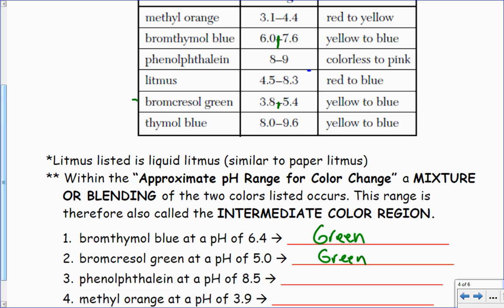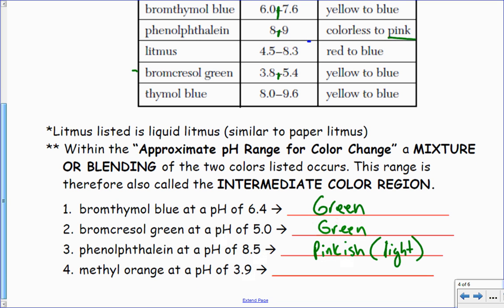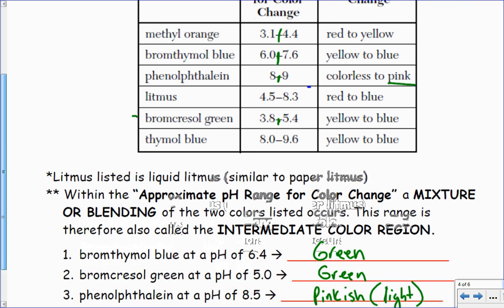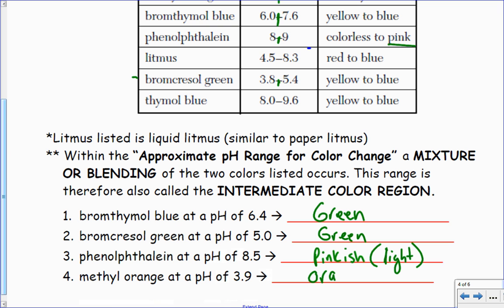Phenolphthalein at 8.5. Find phenolphthalein. 8.5 is right in the middle, colorless to pink. So I will be in the pinkish range. It should say kind of dark pink here. A real light pink is what it'll be in the middle. I believe you'll see in the POGL that the pink is so strong you might think it's like a neon type of pink. Methyl orange at 3.9. Scroll back up to methyl orange. 3.9 is pretty much right in the middle. If I mix red and yellow together, I'm going to get an orangish color. Okay.